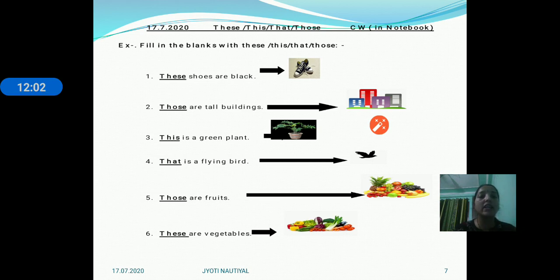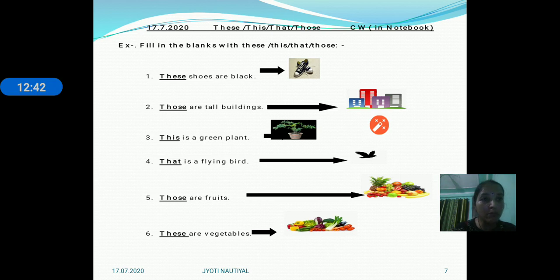Now you have to write down 6 sentences in your fair English copy. Okay, the orange copy. So the question is fill in the blanks with these, this, that or those. Any one of them in each and every question. Okay, choose the right option. Okay, this work you have to do in the notebook. Number 1, dash shoes are black. Now see the length of the arrow, it's short. Okay, so and shoes more than one, so we will use these here. These shoes are black.